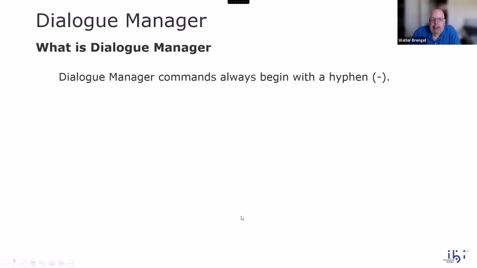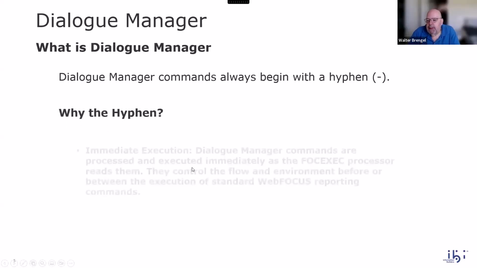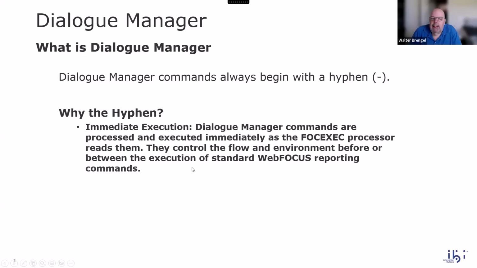Dialog Manager commands, when you look at your code, will always begin with a hyphen. That's how you differentiate them from a table command or a define file. If it's not Dialog Manager, it gets put on a stack, and then it'll get run if you do a -run or if the procedure reaches the end of the file. So why the hyphen? It's something the program knows to look for. If I see a line that begins with a hyphen, I know this is Dialog Manager, and I'm going to run this immediately. It's not waiting for other things to happen. It's just going to happen.